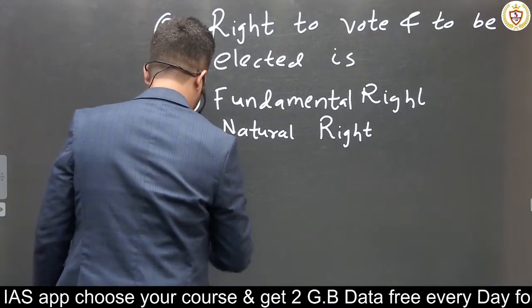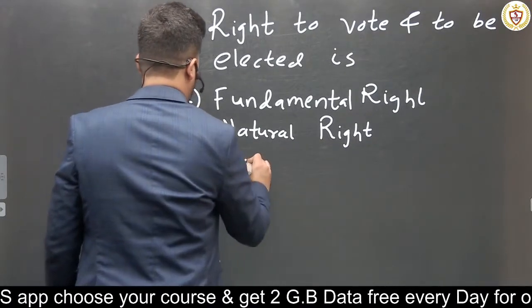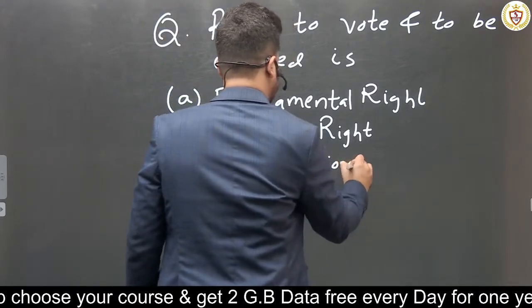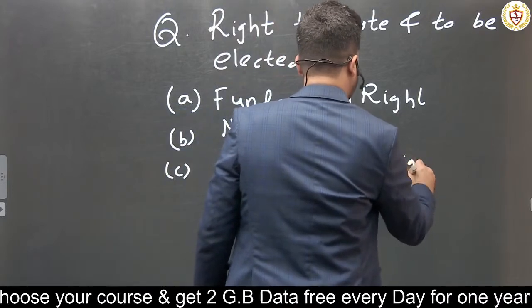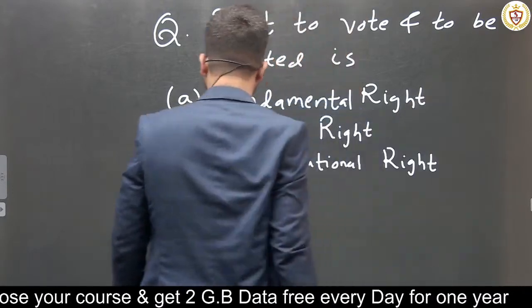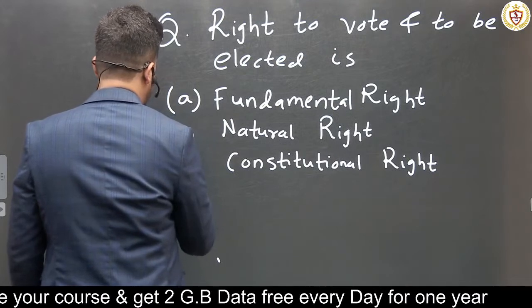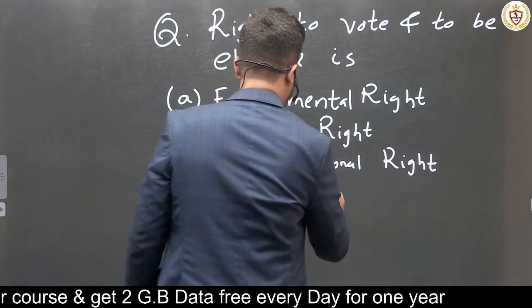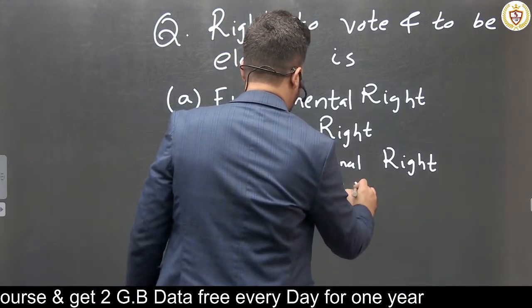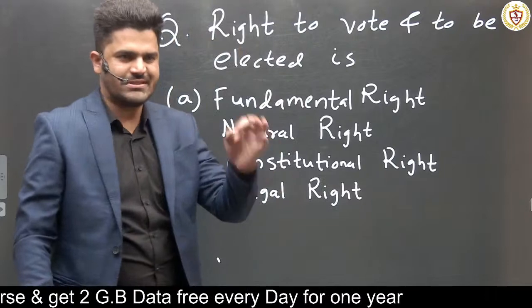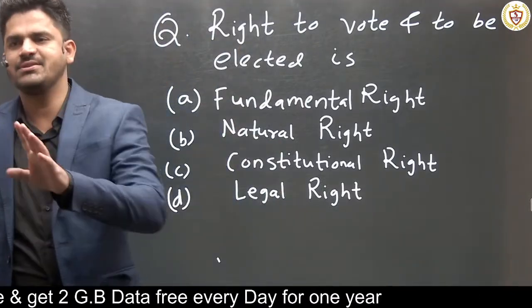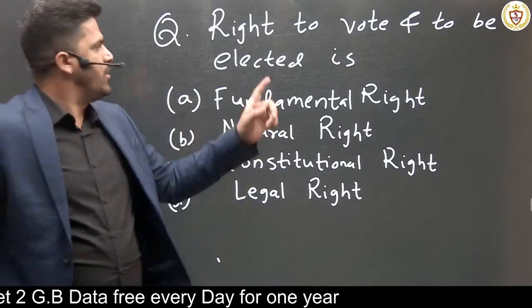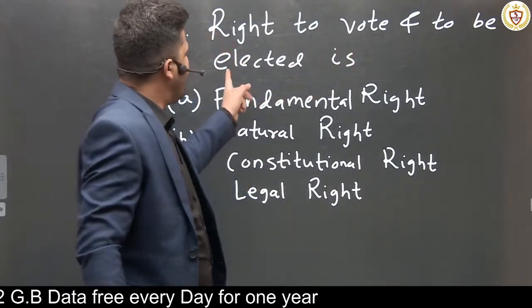Option C, constitutional rights. And option D, legal right. This was exactly the question UPSC asked in prelims 2017. Right to vote and to be elected is.